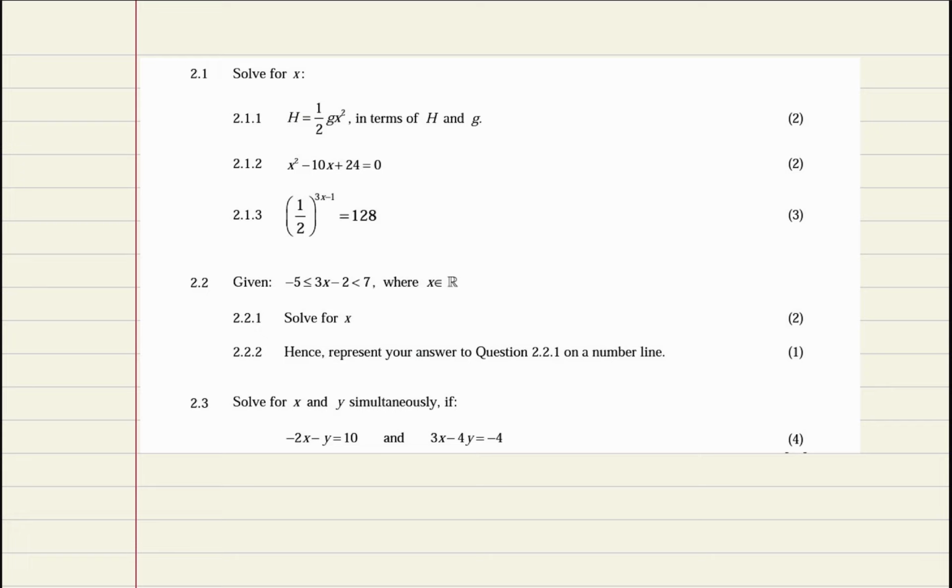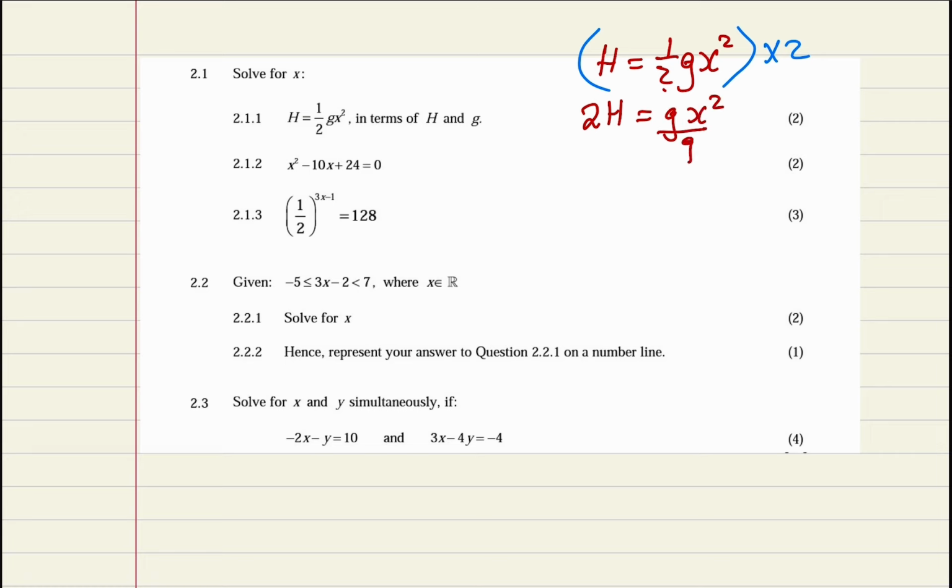Firstly, I have h is equal to 1 over 2 g x squared. To clear up everything here, I'll have to multiply everything by 2. Why am I multiplying by 2? To get rid of that fraction. So hence I will have 2h is equal to g x squared.